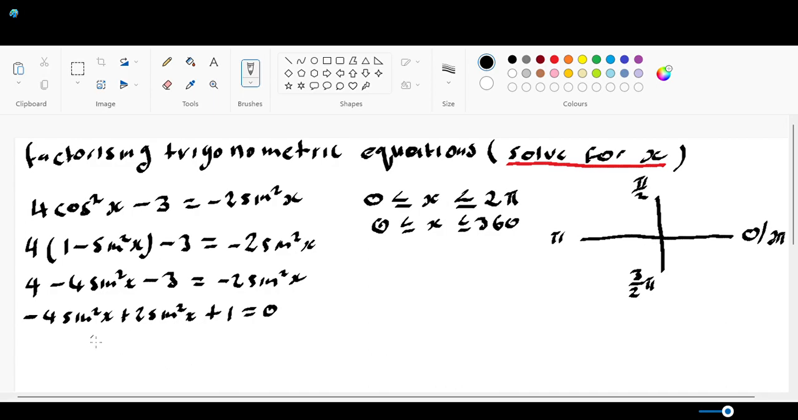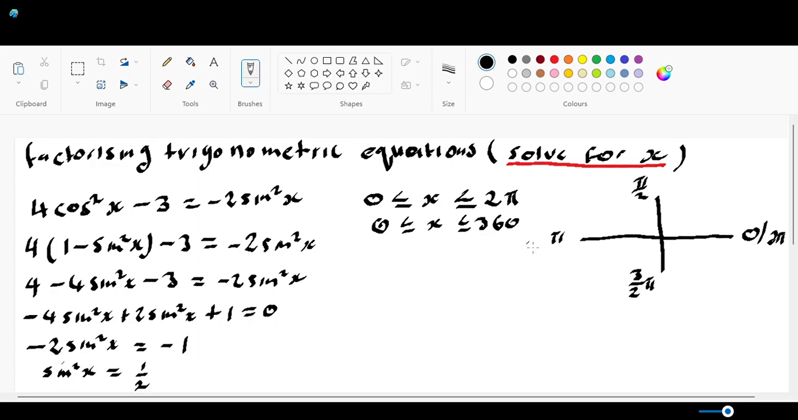So when you combine the sine terms, you're going to have negative 2 sine squared x. Now we can take the 1 to the right hand side, which is going to be negative 1, and then we can divide by negative 2 on both sides. If we divide here, you're going to be left with sine squared x, and here we're going to have a half.